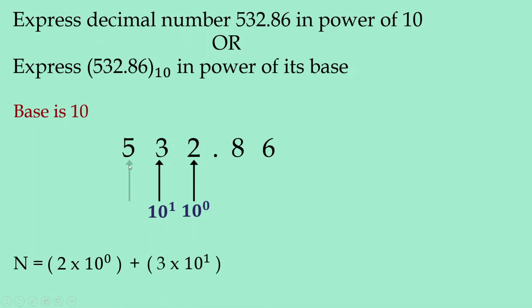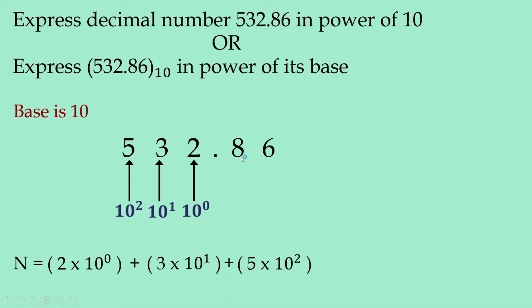Then the weight of 5 will be 10 square. So we will also add the multiplication of both value and its weight and add it to the previous one. So it will be plus 5 into 10 square. Now let's move to the right hand side of the radix point.